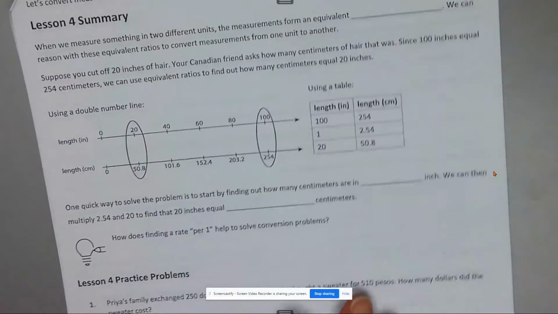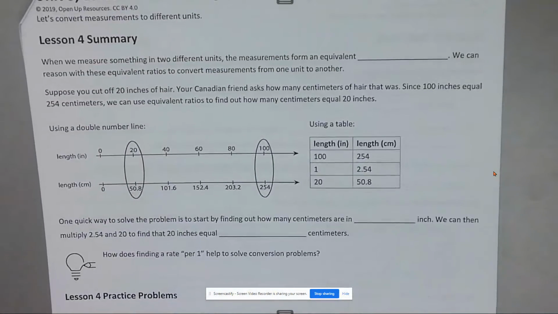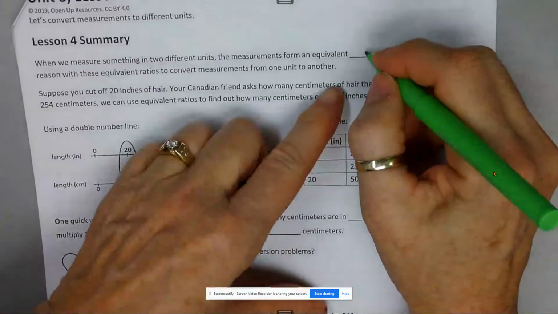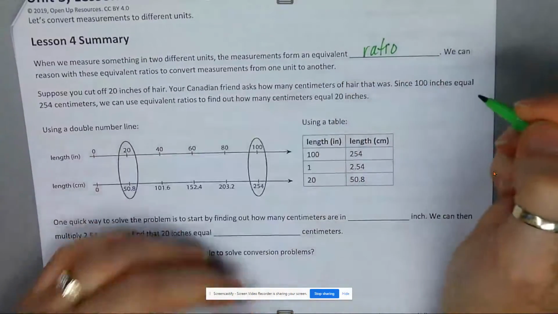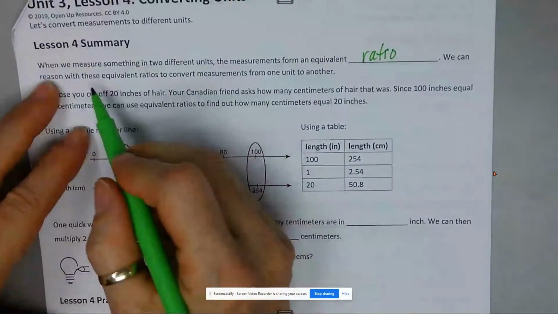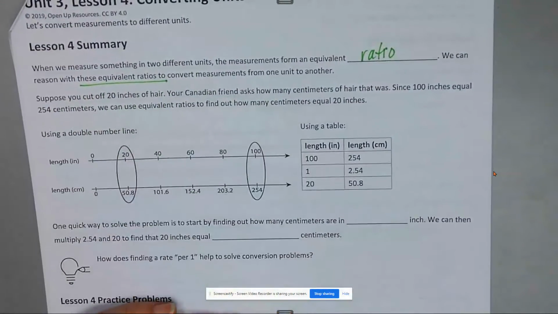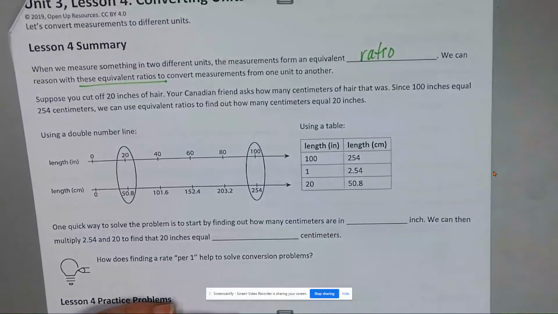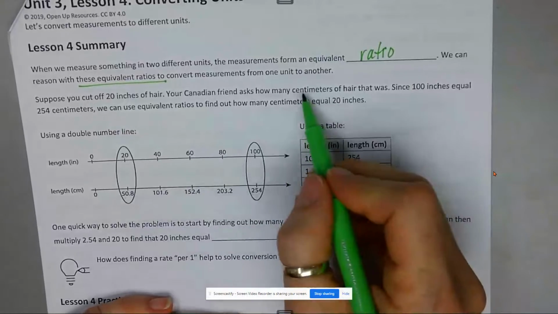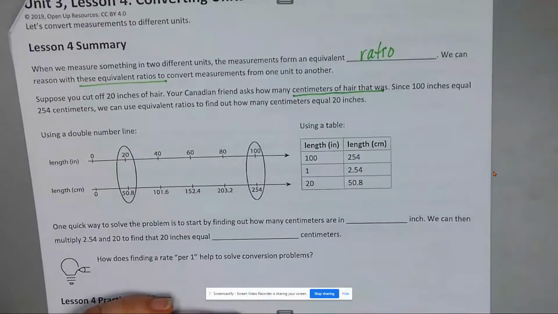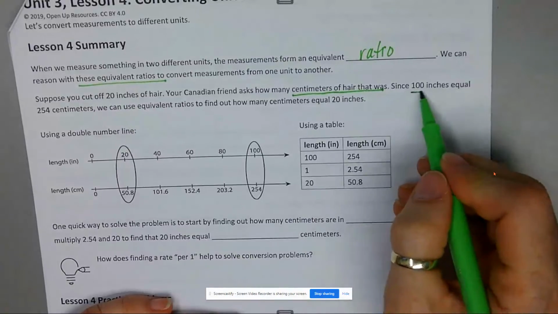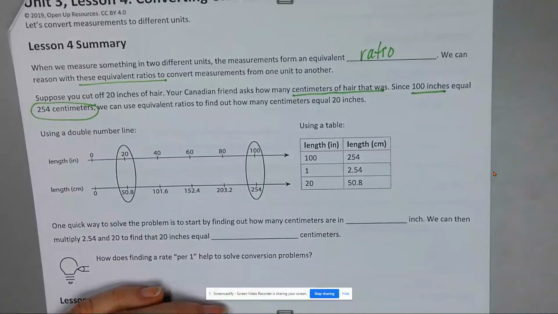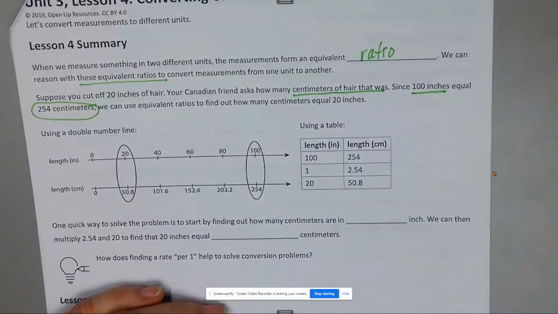All right, part 4, lesson 4. When we measure in 2 different units, the measurements form an equivalent ratio. We can reason with these equivalent ratios to convert measurements from one unit to another. Suppose you cut off 20 inches of hair. Your Canadian friends ask how many centimeters that was. Since 100 inches equal approximately 254 centimeters, we can use equivalent ratios to find out.